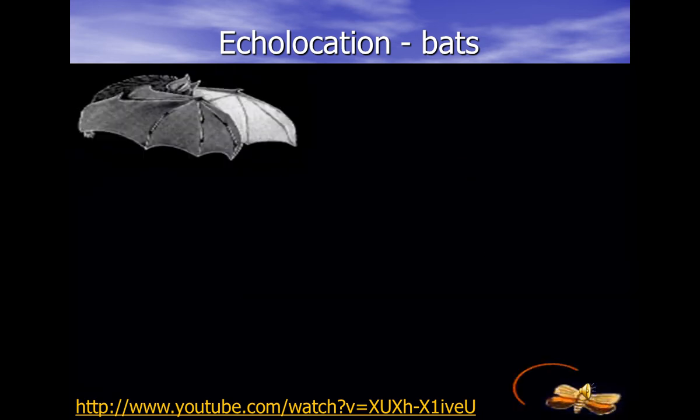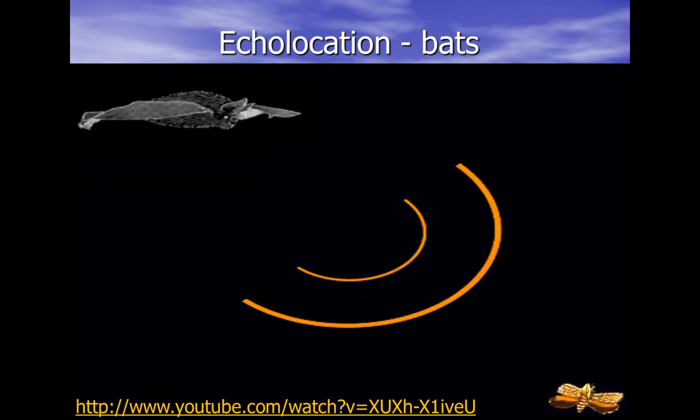Echolocation, nature's sonar. Bats use it to fly through caves, even dark caves, and they use it to find their food.